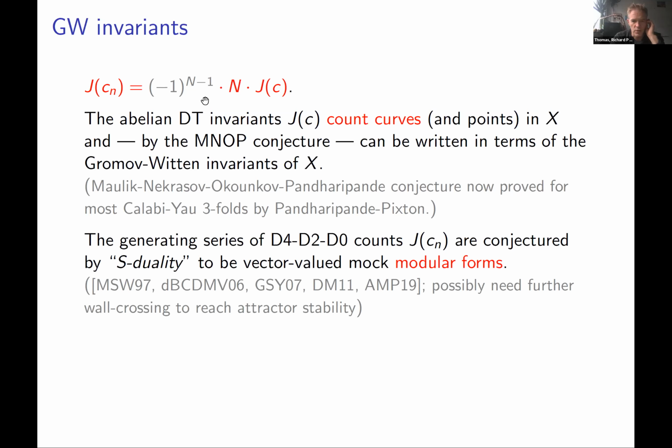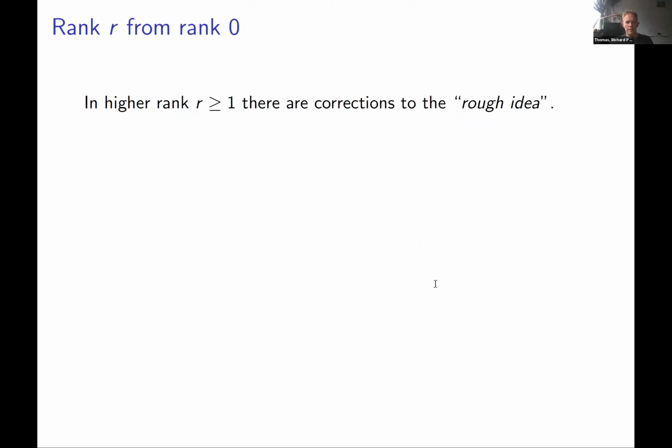N is a topological quantity. On the left-hand side, counting these rank zero sheaves, the generating series of these counts are conjectured to be modular forms, vector-valued mock modular forms actually, by something called S-duality in physics. There are some references for you, beg your pardon.